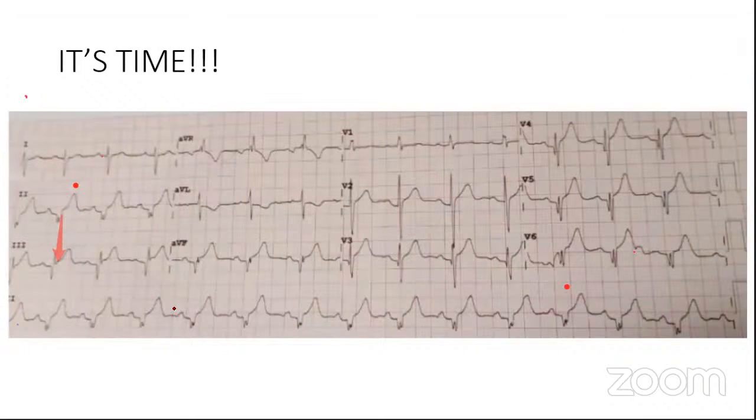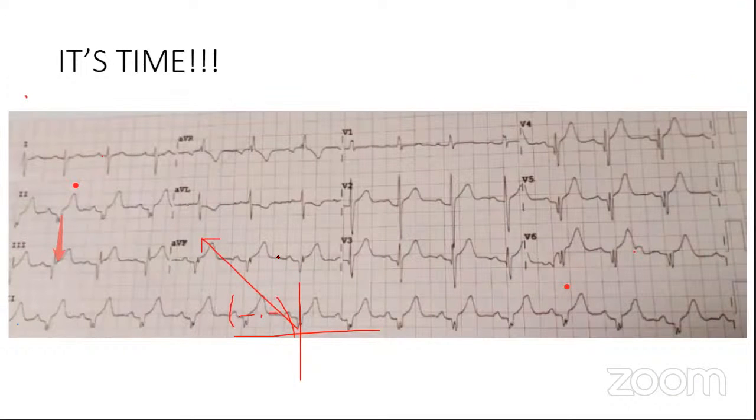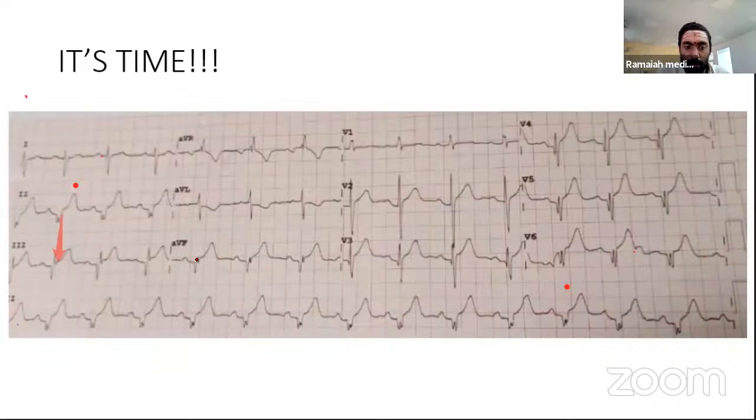Axis. You want to tell the axis? Yeah, tell me axis. Lead 1 is negative and AVF is negative. Extreme axis, sir? Yeah, extreme axis. Okay, good. So extreme axis deviation. Sir, and is it a tall T wave, sir? In AVF, tall T wave. Okay, you can call it tall, correct?